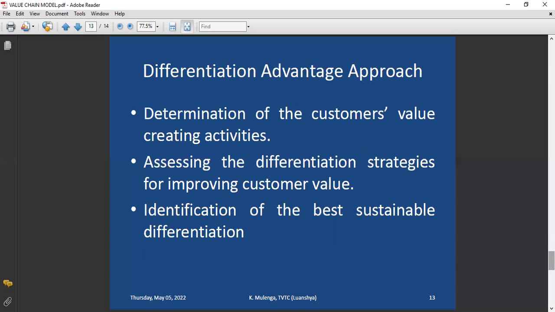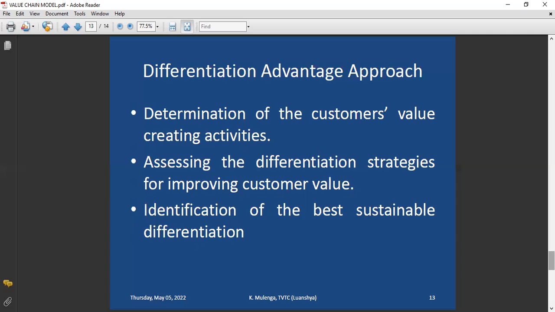Then if we talk about the differentiation approach, how can we be different? Look at the German car makers. Their difference is in engineering superiority. They are superior. You can drive German cars at 200 kilometers per hour. So they have decided to look at the engineering part of it, to say our cars are better than any other car, so pay more.